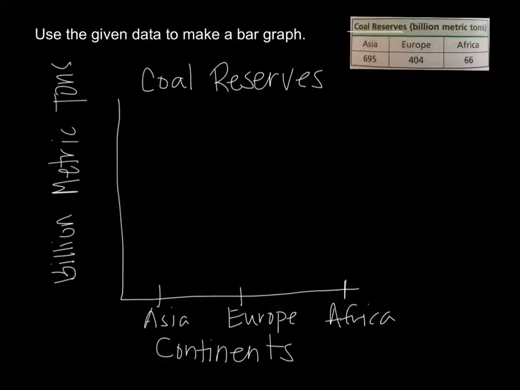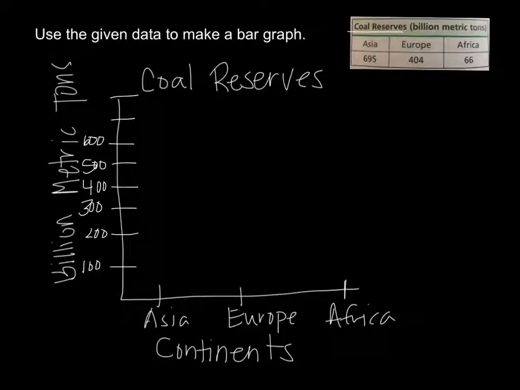So the interval I would choose, I could go up by hundreds. I feel like that would be appropriate. So if I go here, 100, 200, 300, 400, 500, 600, 700, 800. Oh, and I only need to go up to 695. Okay, so then on the side I would write 100. I have to label all of them: 200, 300, 400, 500, 600, 700, 800.